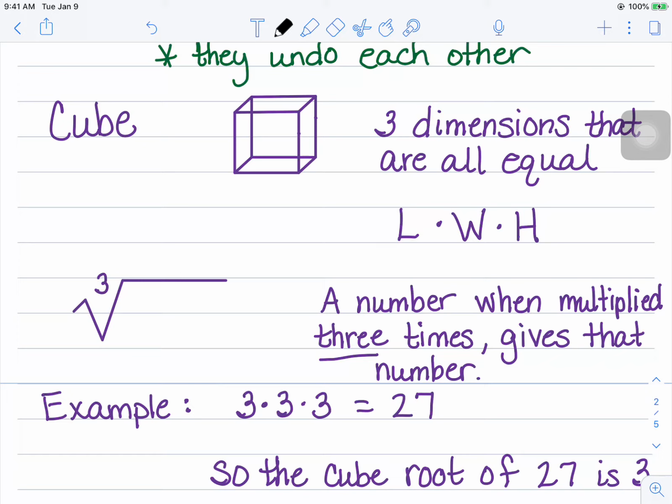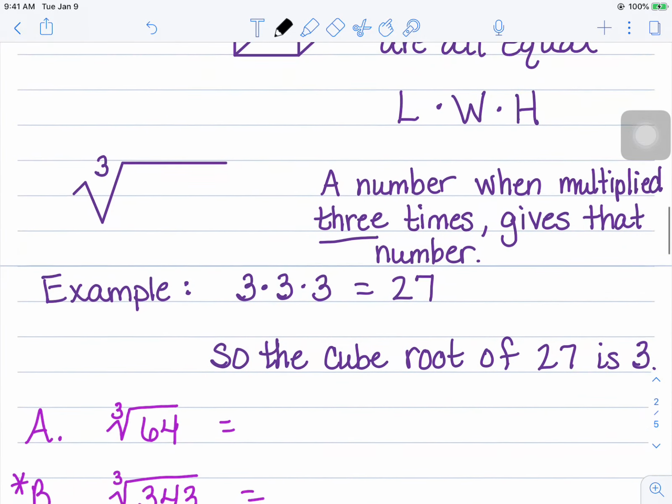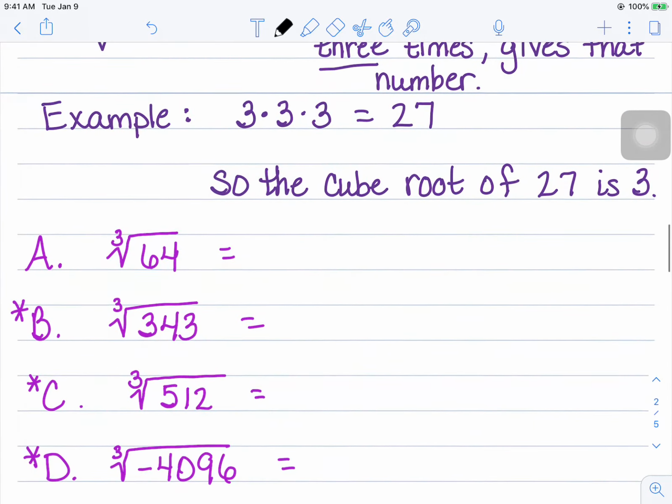So a cube root is when you have a number multiplied by itself, but 3 times, that gives you a number. So for example, 3 times 3 times 3 is 27. So the cube root of 27 would be 3. So we're looking for what number times itself 3 times gets us that number. So let's do a couple examples.